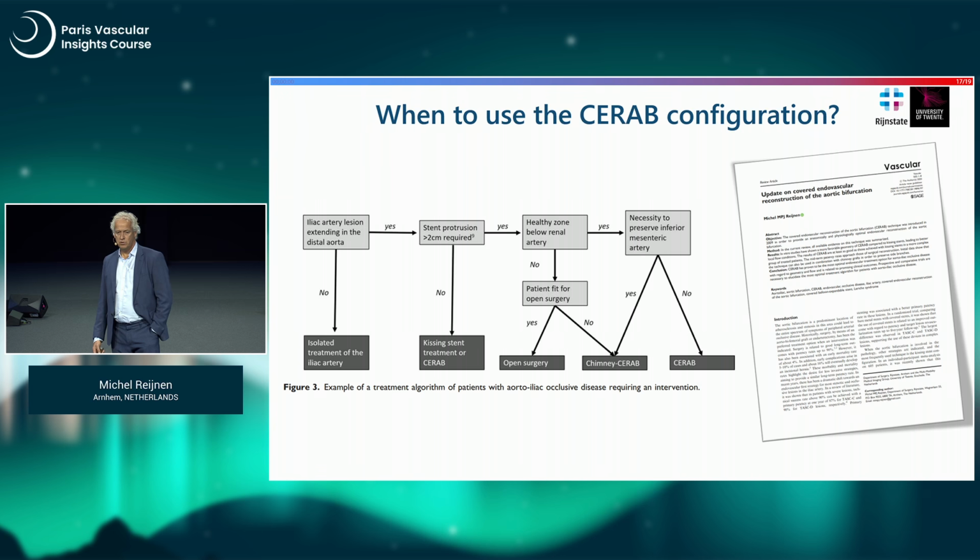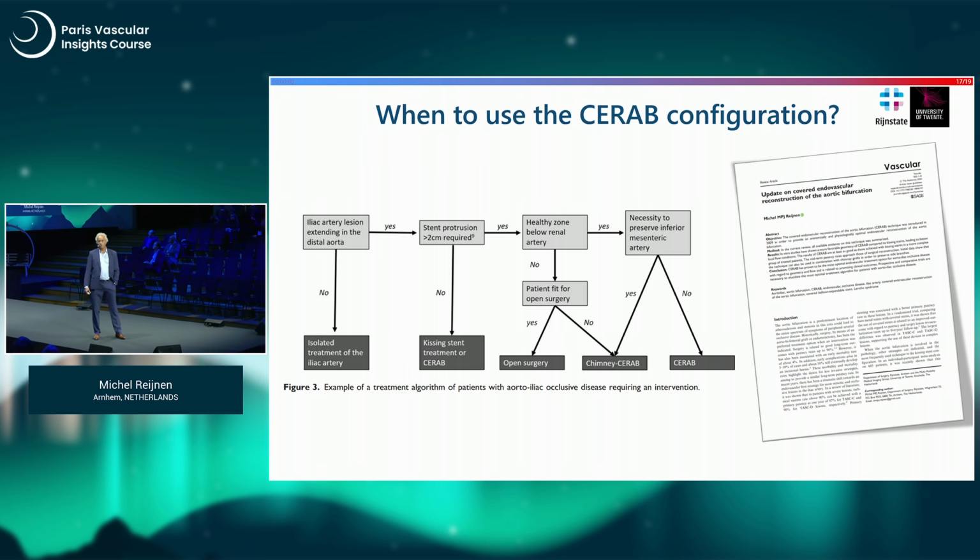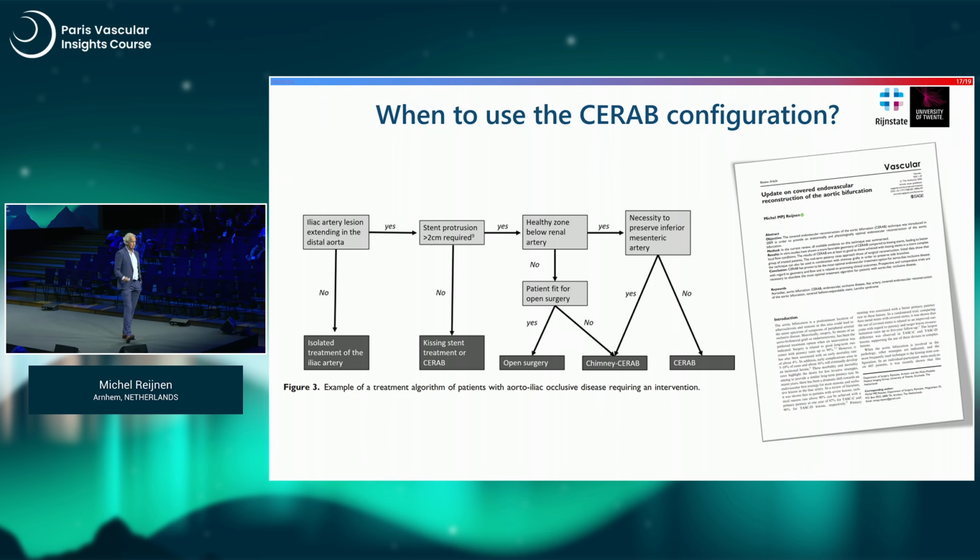I think this one is important as well. When to use it, this is my personal opinion. I think there's still room for open surgery, for kissing stents, and for SYRUP. So when you have a short protrusion in the distal aorta, 1 centimeter or so, then I use kissing stents. Going higher up, I use SYRUP. When you go to the renals, in fit patients, I prefer open surgery. When patients are not fit for surgery, use either protection balloons or chimneys.